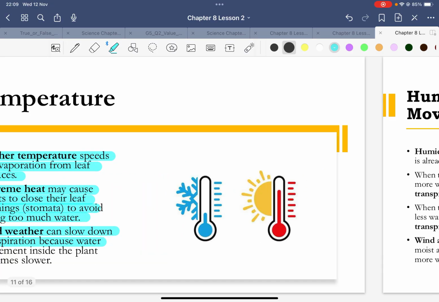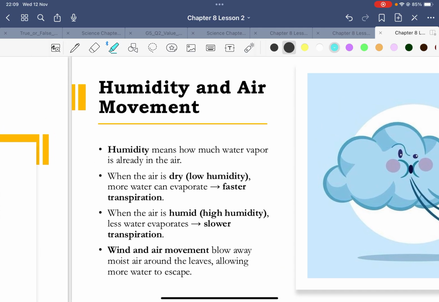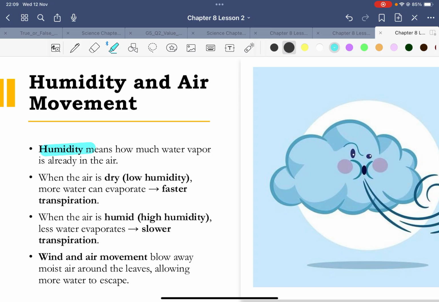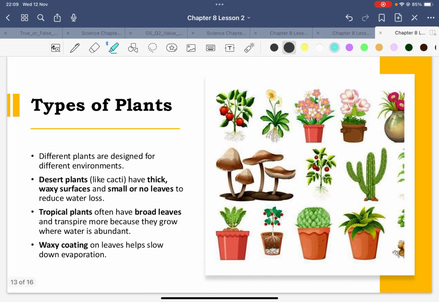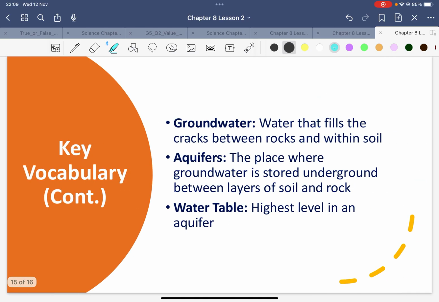Okay, humidity. The word humidity means how dry the air is, right? If it's too dry, we call it low humidity. If it's not too dry, if it's too wet, we call it high humidity. Wind movement and air movement also affect the moisture in the air. So humidity is actually the moisture in the air. Okay, then you have plants. This is, oh, that's it.